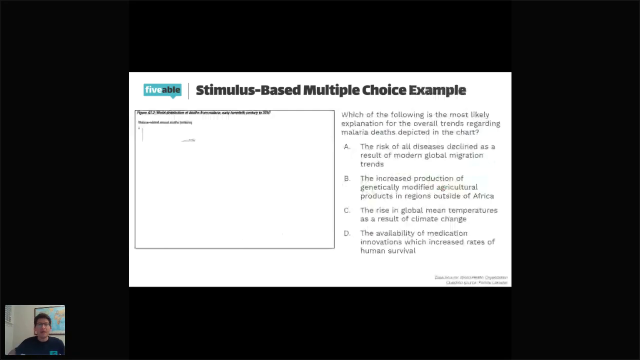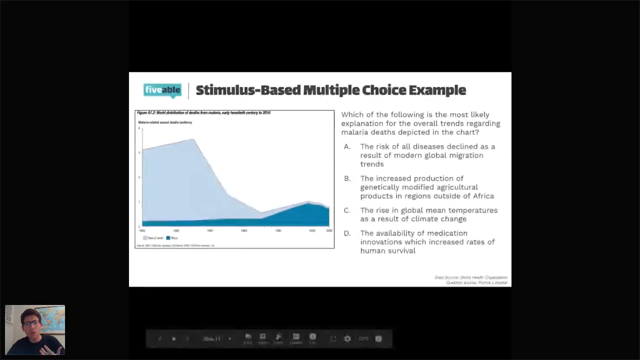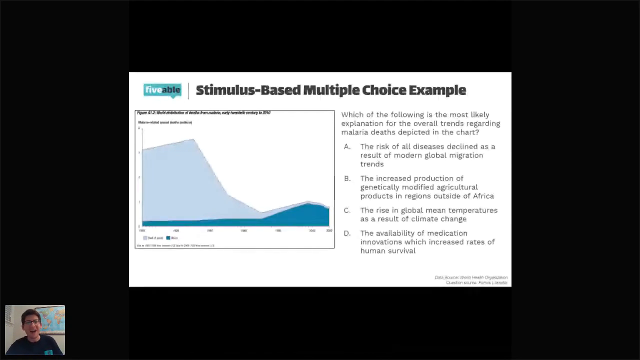I do have an example of a stimulus-based multiple choice question here if you want to generally know what it might look like. I haven't done this with everything on here, but feel free to guess along at home or put in the chat what you think the answer might be. Although if you haven't had the course yet, it might be a little bit difficult, which I completely understand.